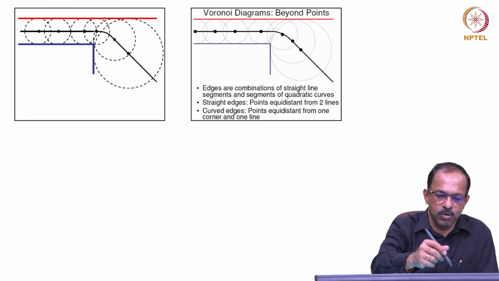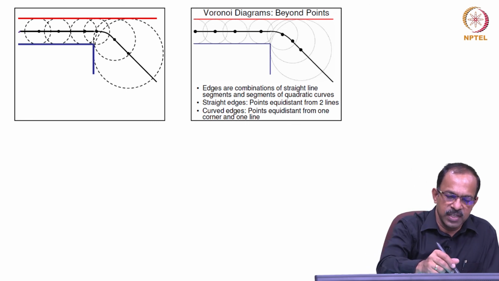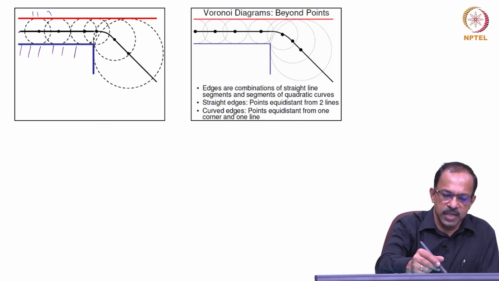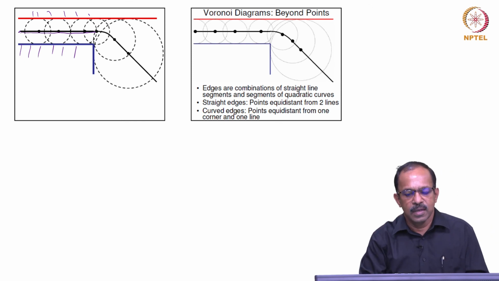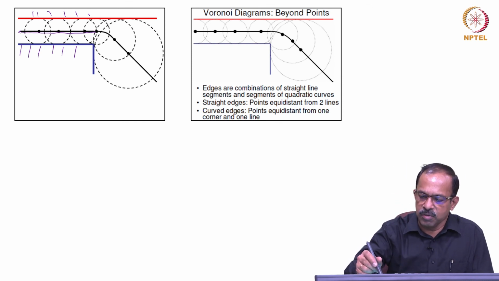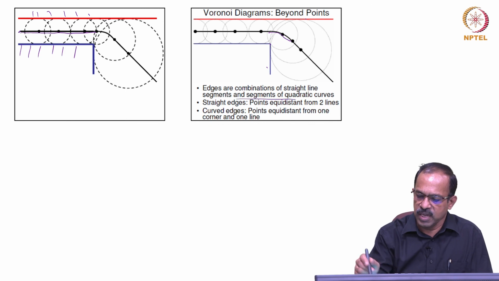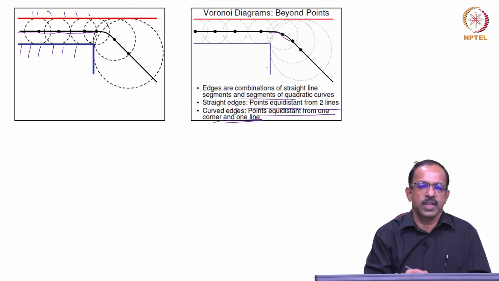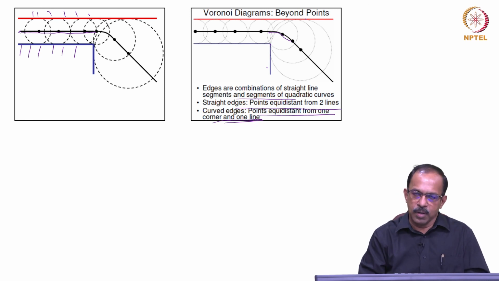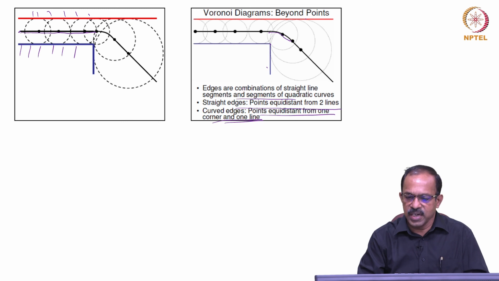For example, if the robot is starting from here, and you will see that there is an obstacle here and there is an obstacle here. Between these two data points you will have a straight line, and then from this edge to this one, that will be a curve. Then again between this one and this one you will have a straight line. So, this is how you can create edges that are a combination of straight line segments and segments of quadratic curves. Straight edges are points equidistant from two lines, and curved edges are points equidistant from one corner and one line. So, one corner and one line will give a curve, and two data sets of points will give a straight edge.